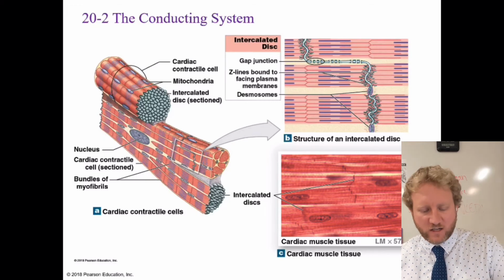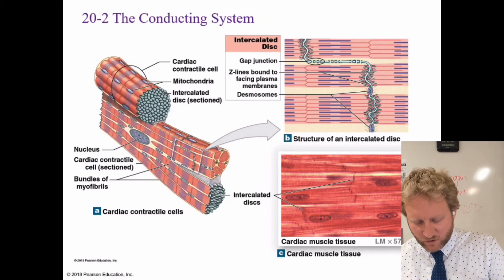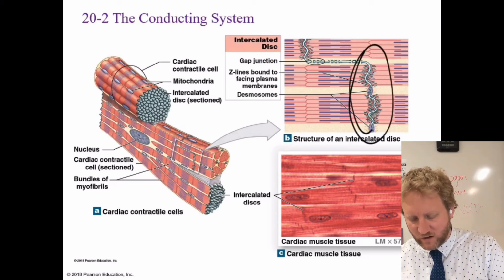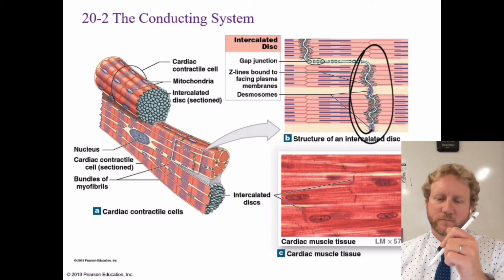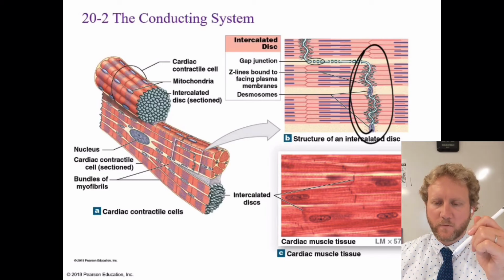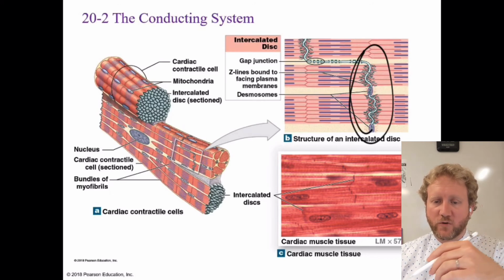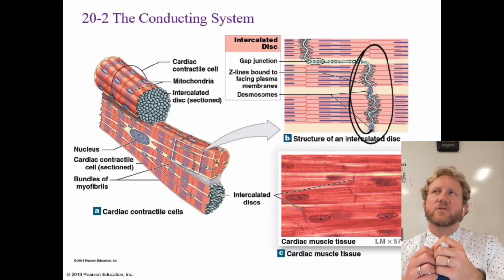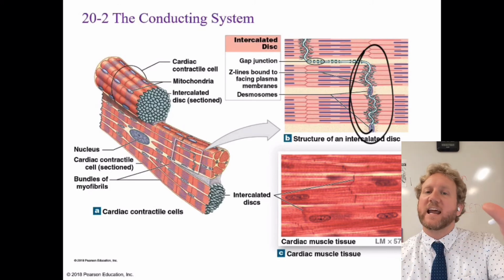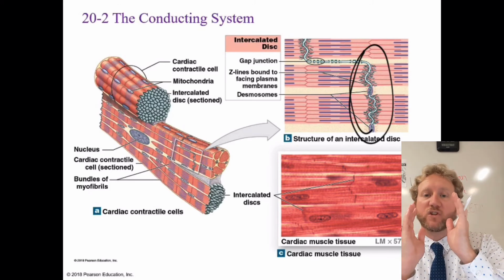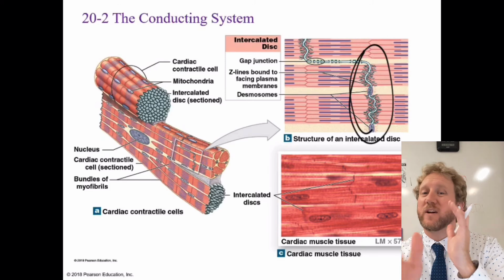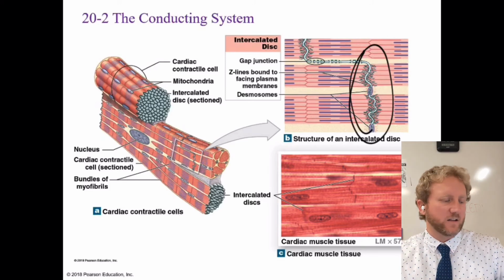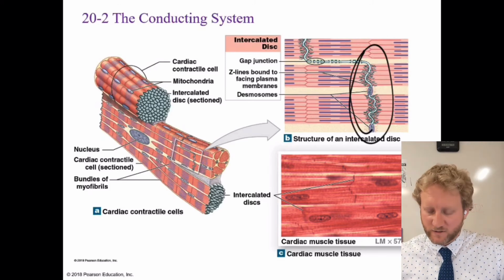And so they have a couple of structures that are in there. They run through the Z bands right here, for example. They've got these gap junctions that allow the impulse to travel through and into different cells and stuff like that. And so this basically allows the impulse to radiate outward instead of just traveling down muscle fiber strands like in skeletal fibers or skeletal muscles.